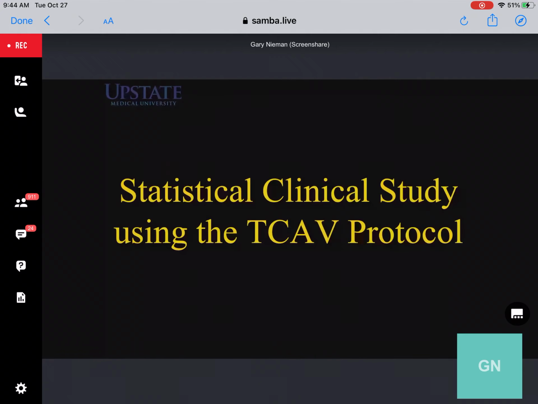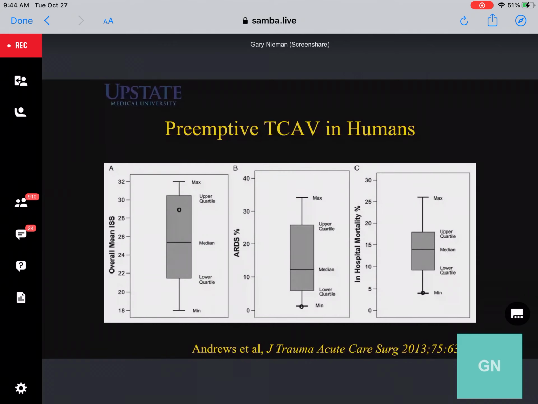So this is a statistical clinical study using the TCAV protocol, published by Penny Andrews and Dr. Abashi. What they did is they compared 15 other SICUs, shown as the bars and whiskers, with their data from Maryland Shock Trauma, which is the little black O. First they looked at the injury score, the ISS, and you can see that their patients were in a higher range, so their patients are as injured or more injured than the other 15 SICUs.